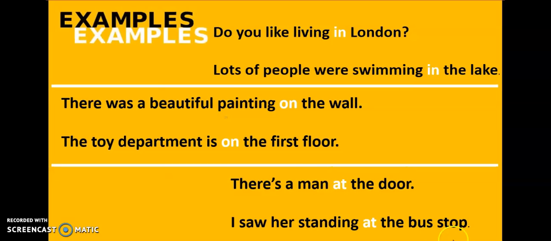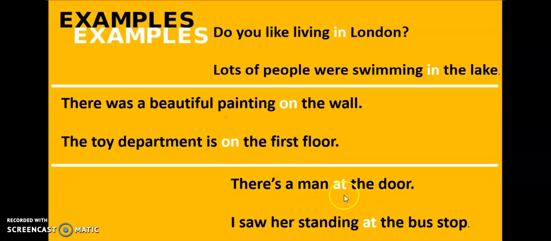Here we have some other examples. Do you like living in London? Lots of people were swimming in the lake. London is a city. We use in. The lake, it's a big place, so we use in. There was a beautiful painting on the wall. The toy department is on the first floor. On the wall, it's more specific than a city. The first floor, it's a floor in a building, so we use on.